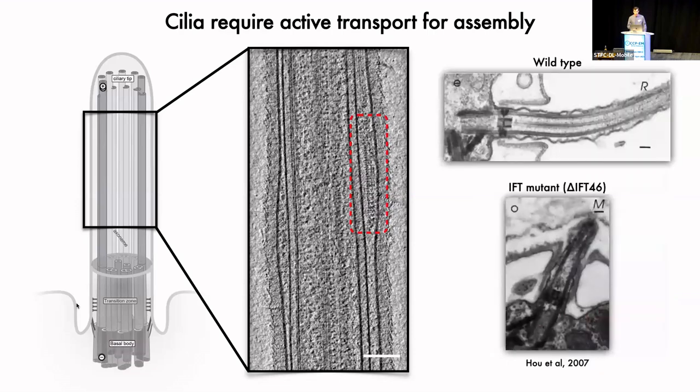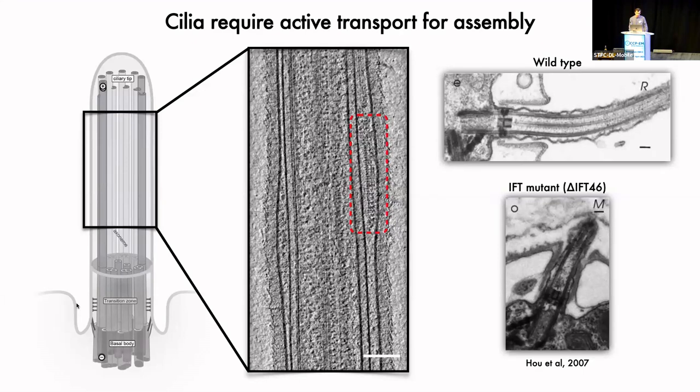And when you don't have intraflagellar transport, you essentially don't get a cilium. So this is a comparison of a wild type in plastic EM, wild type cilium, and a mutant where just one of these IFT proteins is mutated, and you don't get any cilium, and obviously you don't get any functionality.